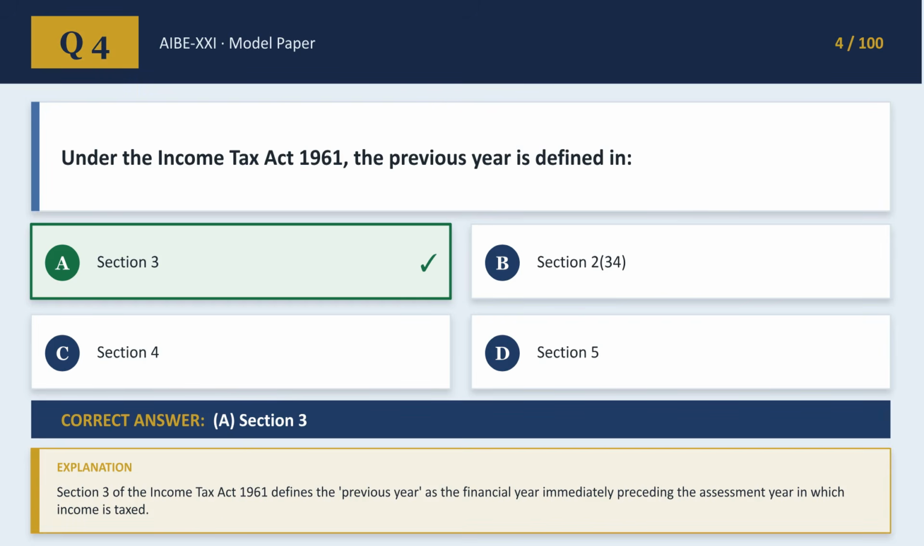Question 4 asks for the section that defines the "previous year" under the Income Tax Act 1961. The correct answer is A, Section 3. This section defines it as the financial year immediately preceding the assessment year.